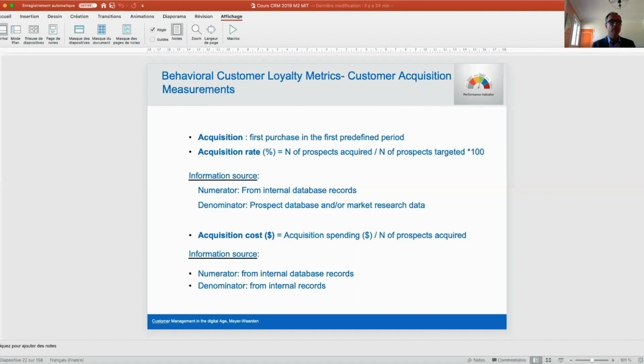Information comes as follows: the numerator comes from the internal database records, that is the accounting department, about the cost. And the denominator, prospects acquired, comes also from internal records about customers who bought linked to the email campaign.